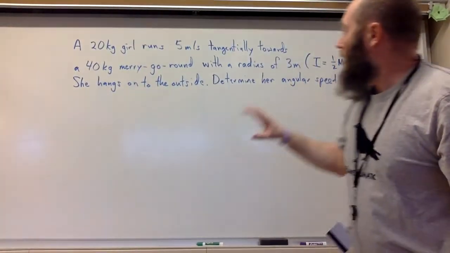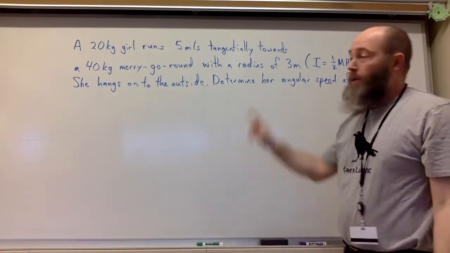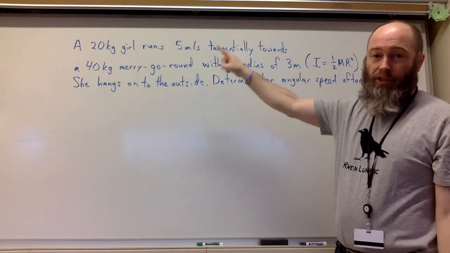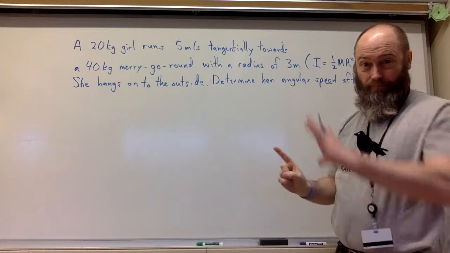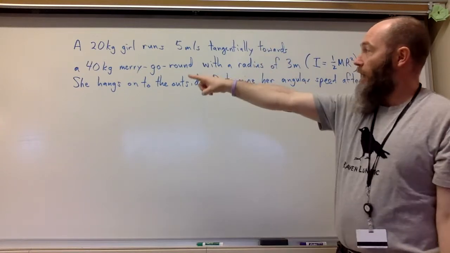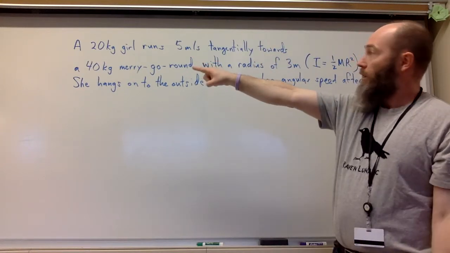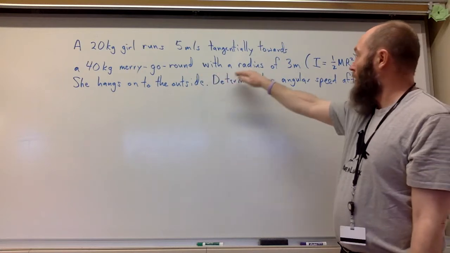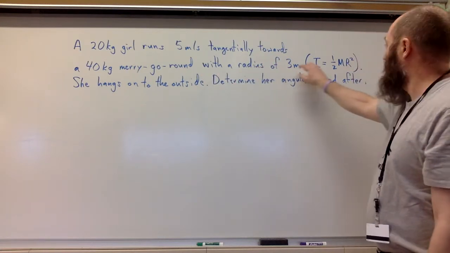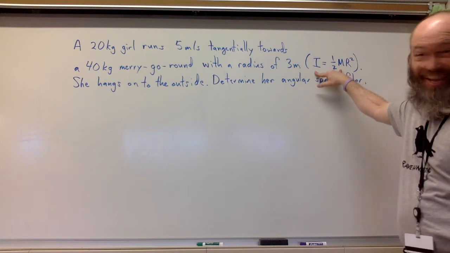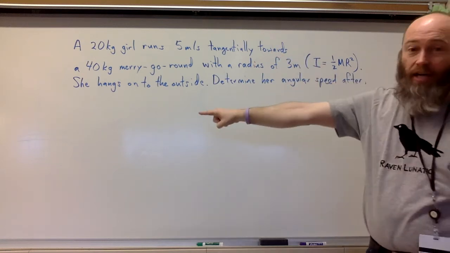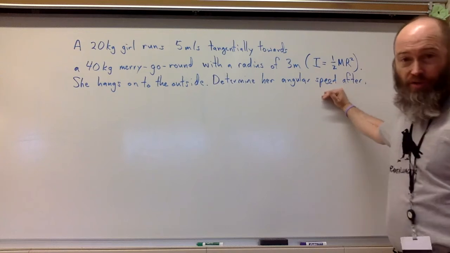All right. So we're gonna do a practice problem. A girl is running 5 meters per second tangent to the circle towards the edge of a 40-kilogram merry-go-round with a radius of 3 meters. We're going to say I for the merry-go-round is this because we're going to pretend the merry-go-round is a solid disc. She's going to hang on to the outside, and we want to determine her angular speed after.